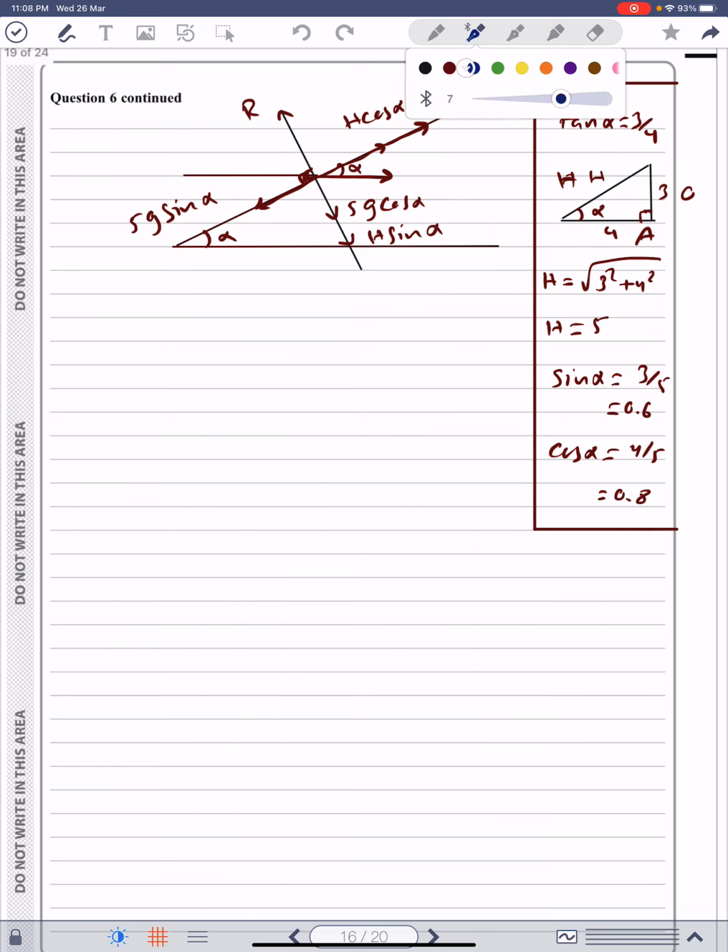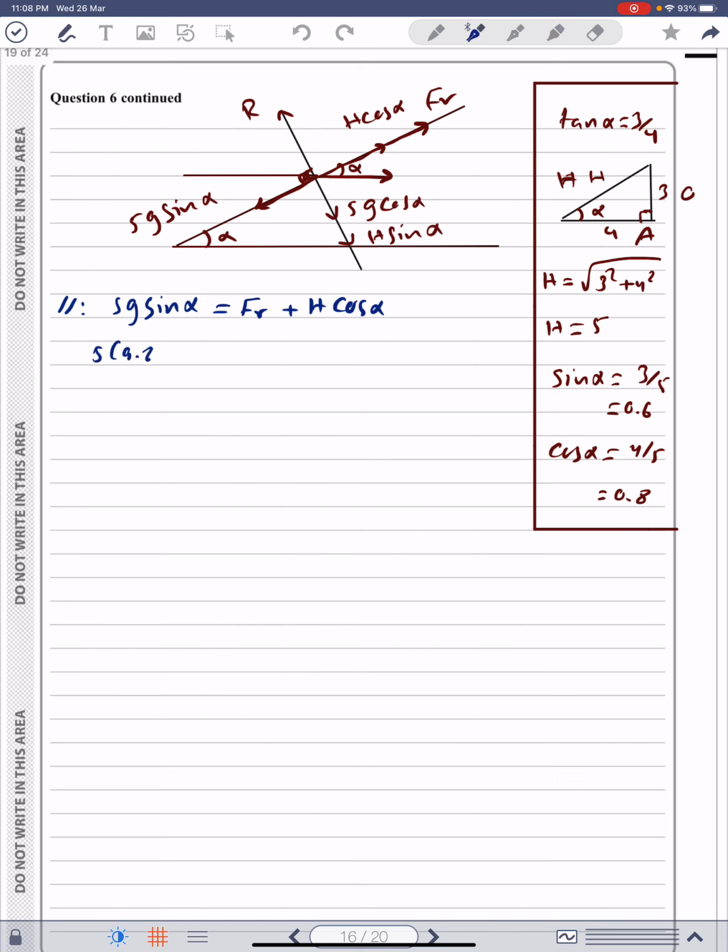Then by writing parallel to the plane, we know now 5g sine alpha is equal to friction plus H cosine alpha. We write the values directly, without writing the steps. It's one of the skills in mechanics to get marks with the unknowns. Just write the values that we found. So here 5 times 9.8 times 0.6 equals friction plus 0.8 H.